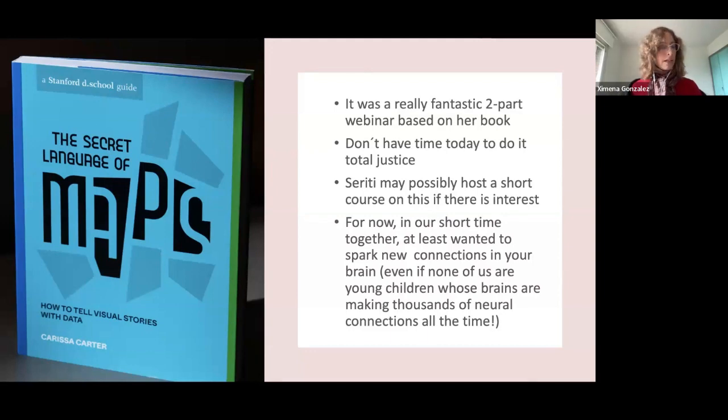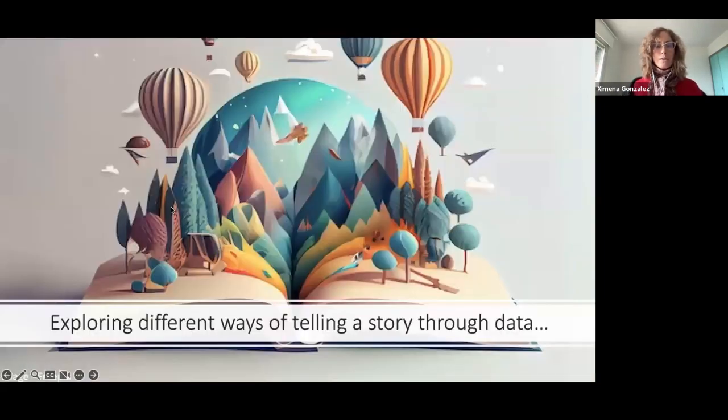But for now, the idea was really to try and spark some new connections in your brain, make you think a little bit differently. So let's get into this, exploring different ways of telling a story through data.